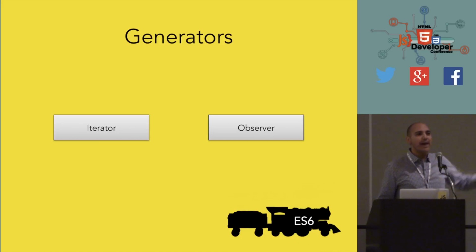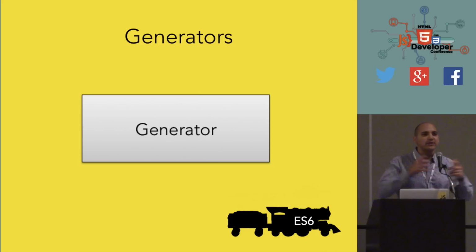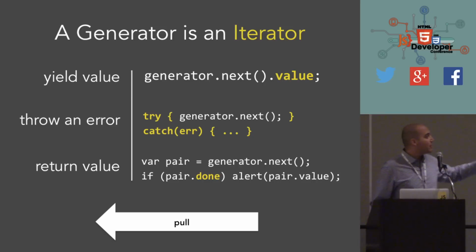Well, we take the iterator pattern and the observer pattern, and we squeeze them together into one type. So let's see what this looks like. A generator is an iterator. You can pull values out using that first API. I can pull a value out from the producer. The producer can throw an error when I try and call next, and then I have to catch it. So the producer can send me an error when I pull the value out.